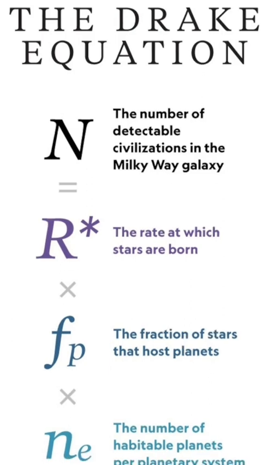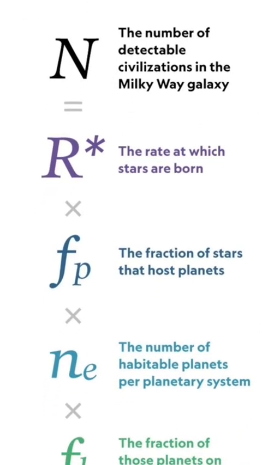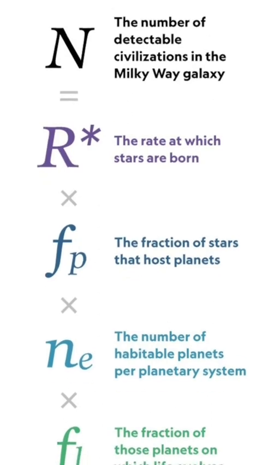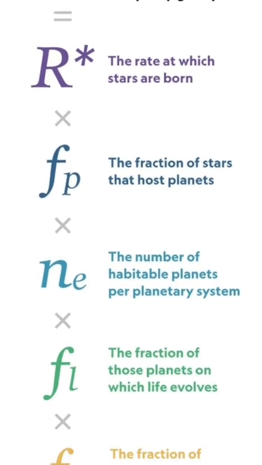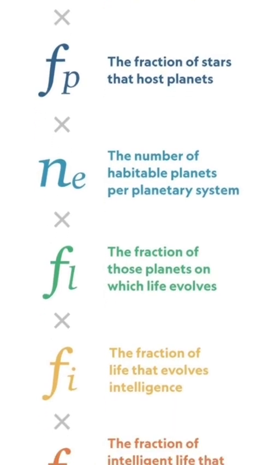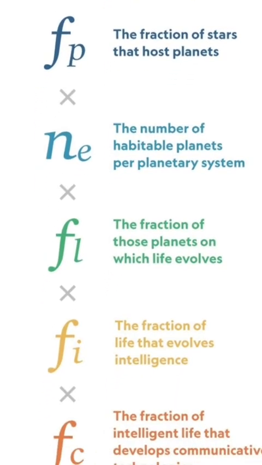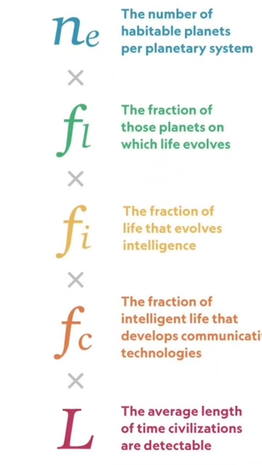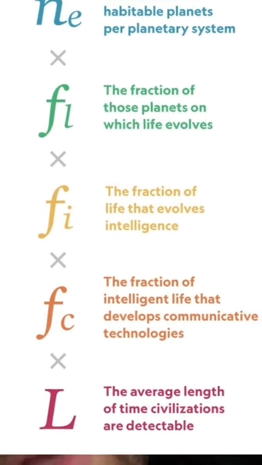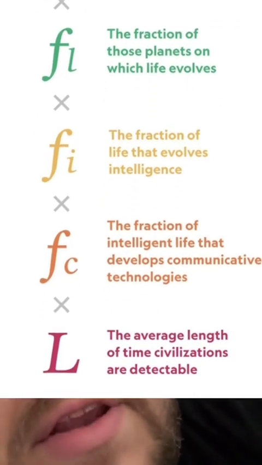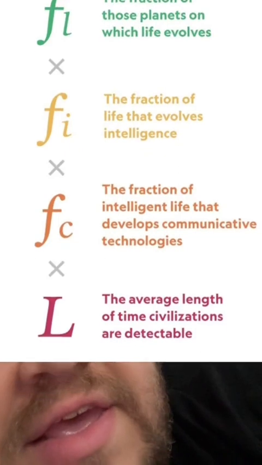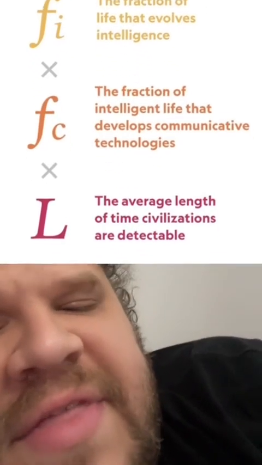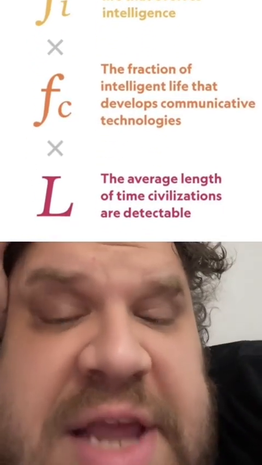It goes as follows. The number of detectable civilizations in our own galaxy that we might be able to have contact with equals the rate at which stars are born times the fraction of stars that host planets times the number of habitable planets per planetary system times the fraction of those planets on which life evolves times the fraction of life that evolves intelligence times the fraction of intelligent life that develops communication technologies times the average length of time that these civilizations are detectable.